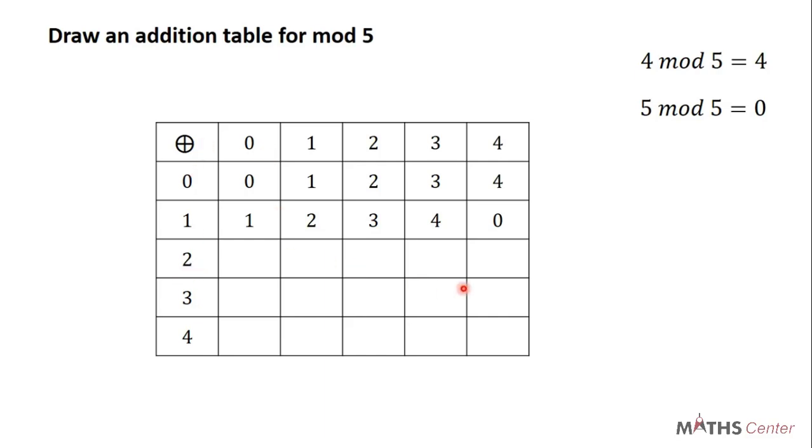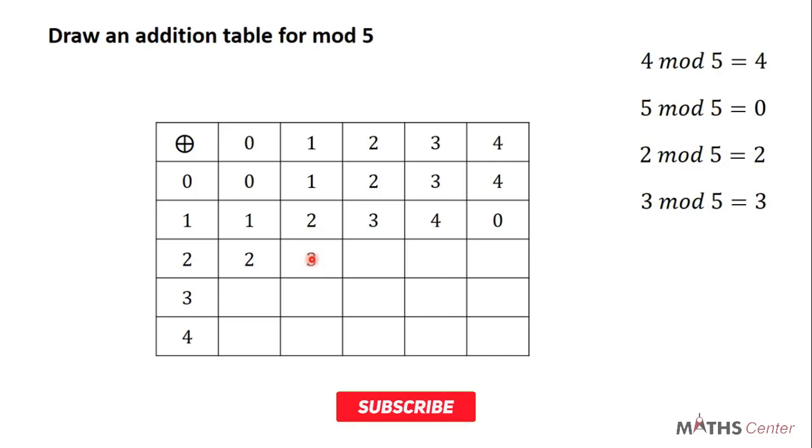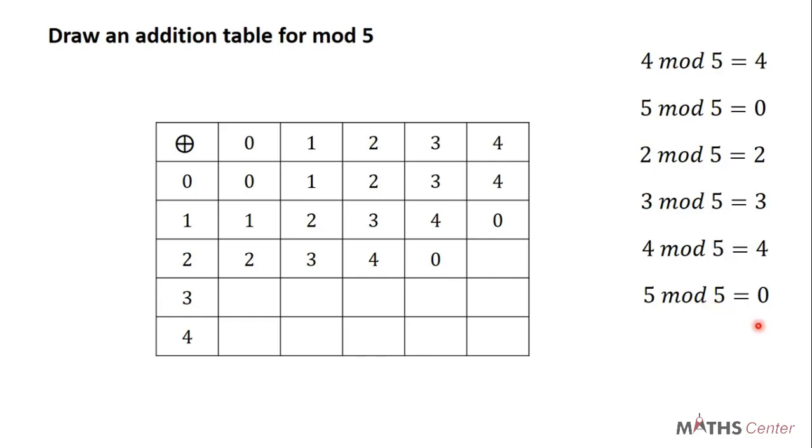2 plus 0 is 2. 2 in mode 5 is 2. 2 plus 1 is 3. 3 in mode 5 is 3. 2 plus 2 is 4. 4 in mode 5 is 4. 2 plus 3 is 5. 5 in mode 5 is 0. 2 plus 4 is 6. 6 in mode 5 is 1 because you divide 6 by 5 and you have 1 remainder 1. So you write the remainder. 2 plus 4 is 6 and 6 in mode 5 is 1.